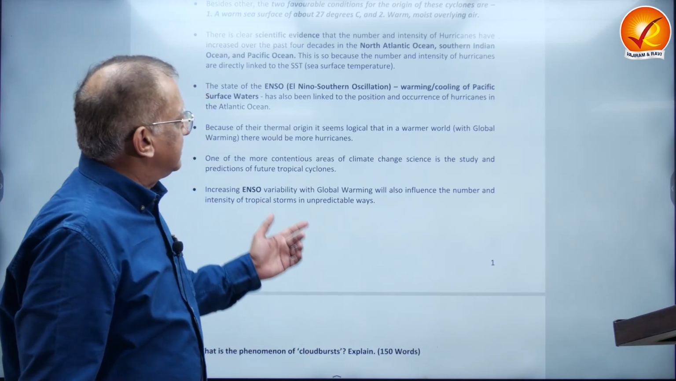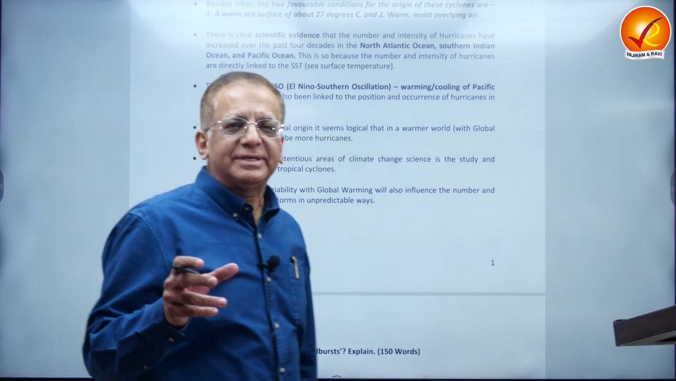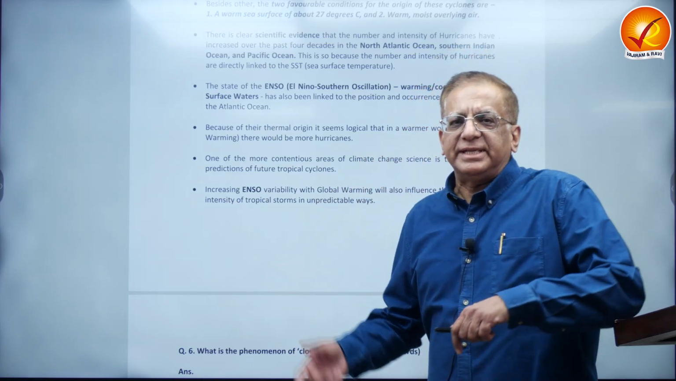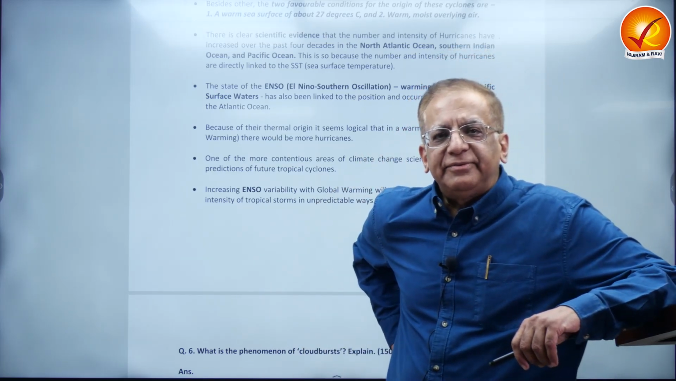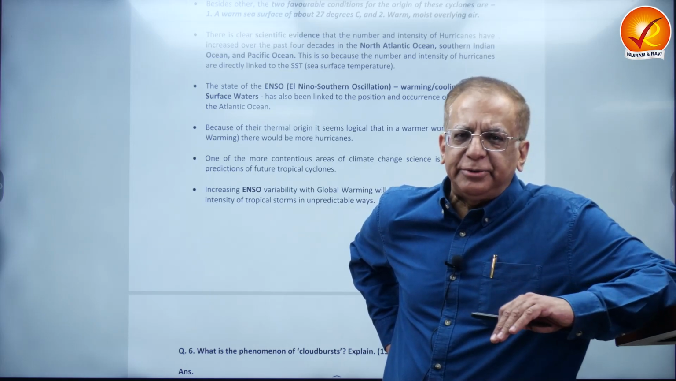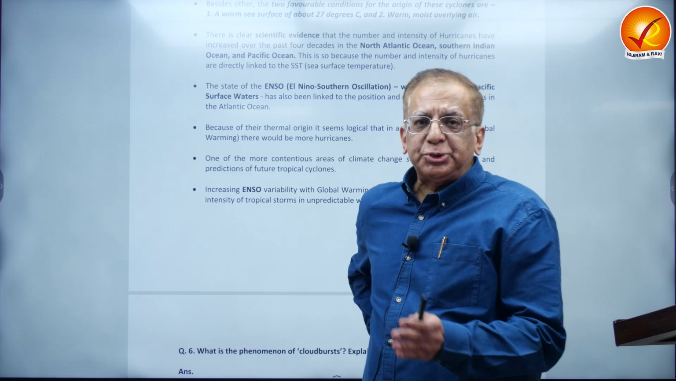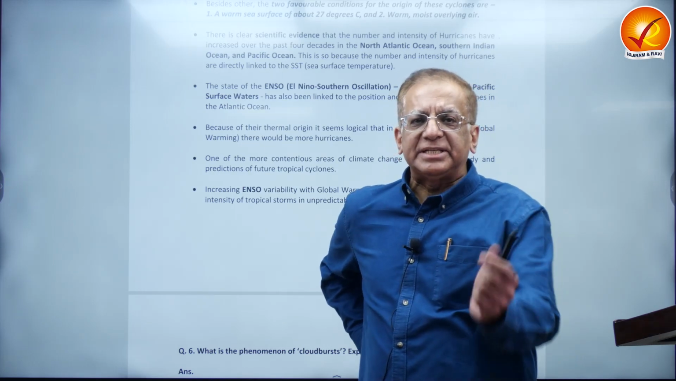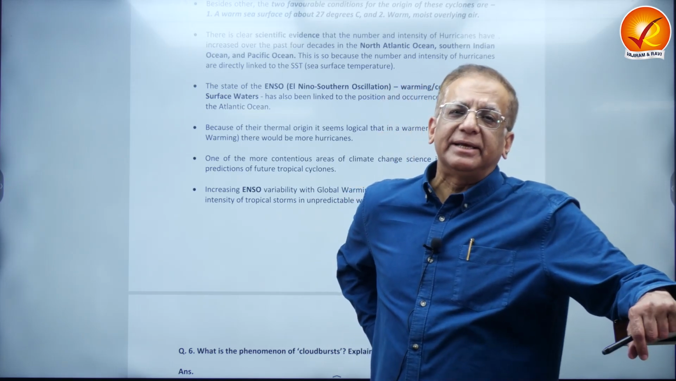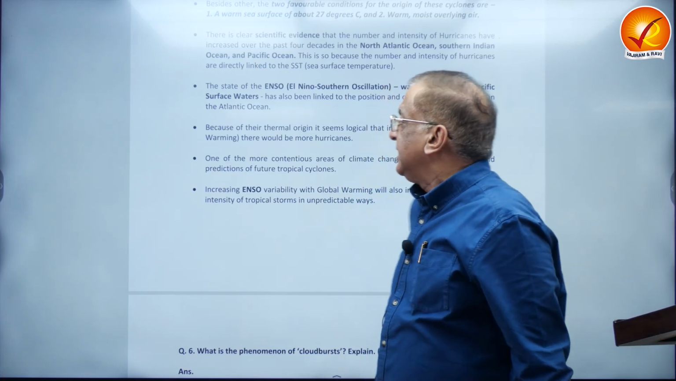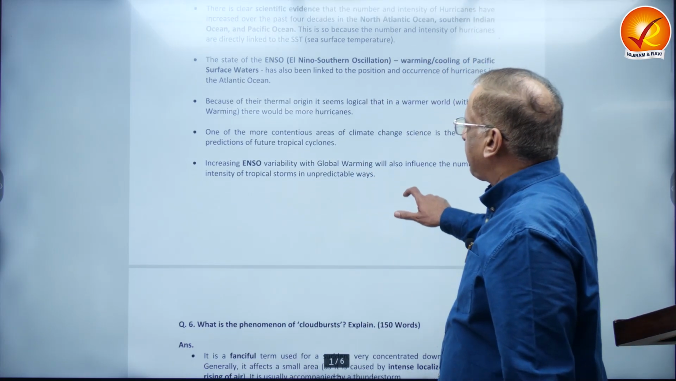Since you have limited words to write, 150 words only, I would suggest that you go for one oscillation, El Nino as such. Those changes related to ENSO, El Nino and Southern Oscillation in the Pacific Ocean, would have their bearing on both the frequency and intensity of these cyclones in certain parts of the world.